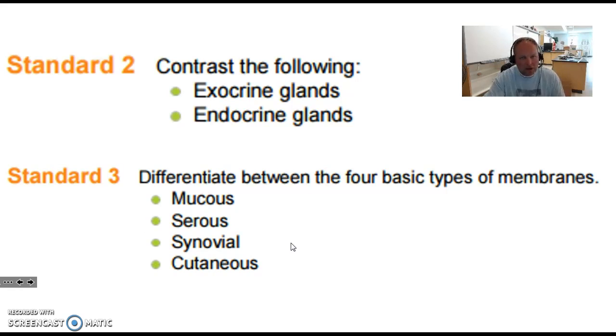Now, right away I'm giving you a huge warning. Serous, synovial, serous, synovial. They sound a lot alike, and so we want to make sure we can tell them apart. So let's go ahead and start with the first one, which is exocrine versus endocrine.